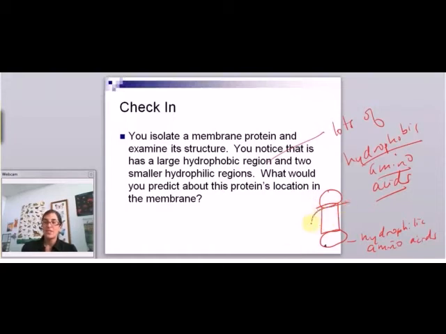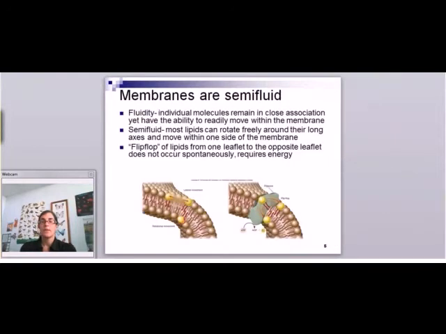Well, remember we said that if there's a large hydrophobic region, this is usually embedded into the membrane. So this is probably an integral membrane protein. And this kind of example is a true science example. One of the ways that we predict a protein's location is to know whether it has large hydrophobic regions or not.